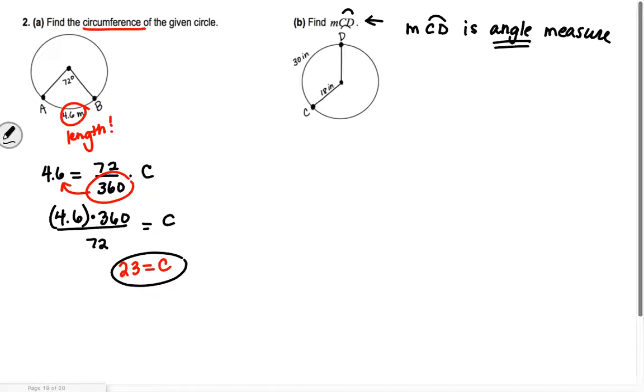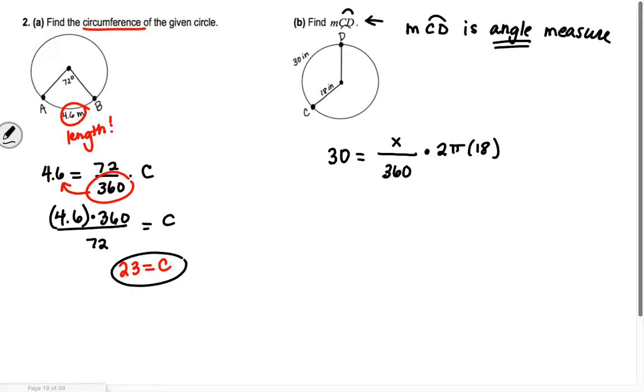So we're going to set it up, and we're going to have, well, our arc length 30 is equal to our degrees. So you can put x over 360 times our circumference, which is 2 times pi times 18. So that's our formula. Then we solve it out.